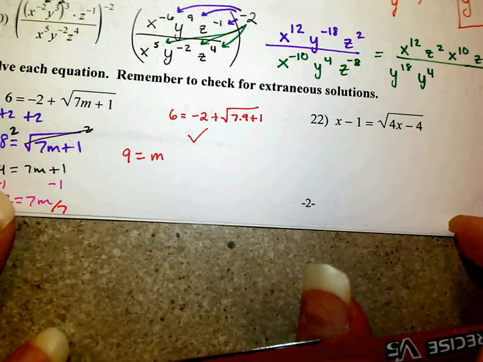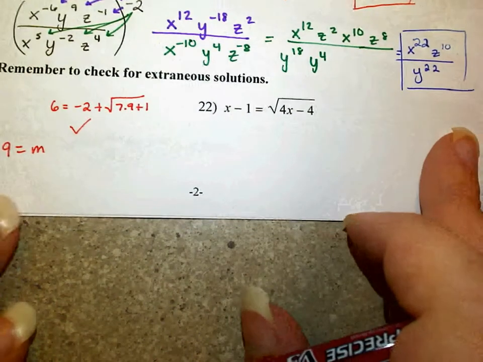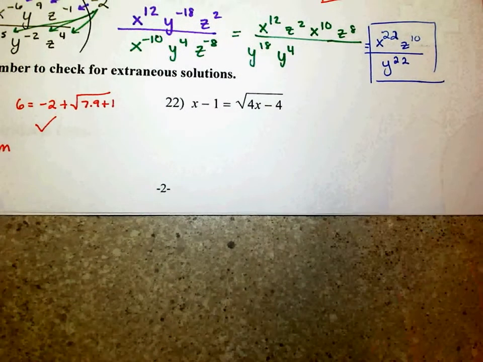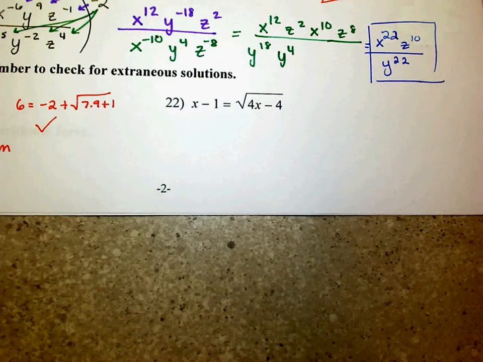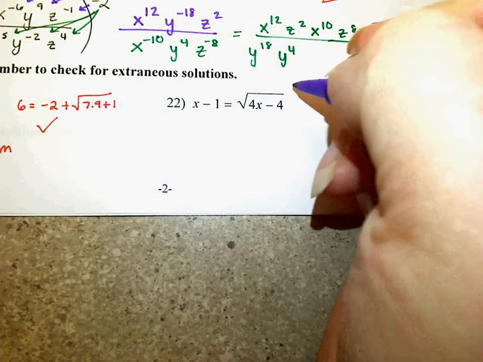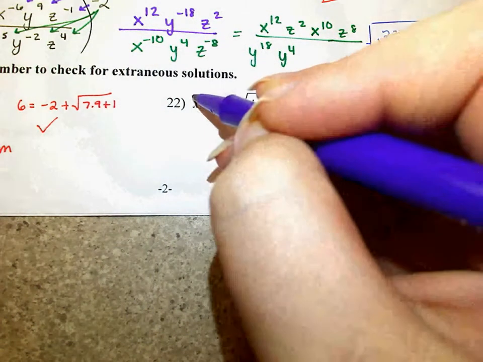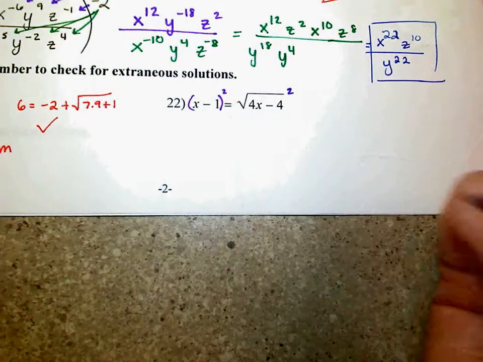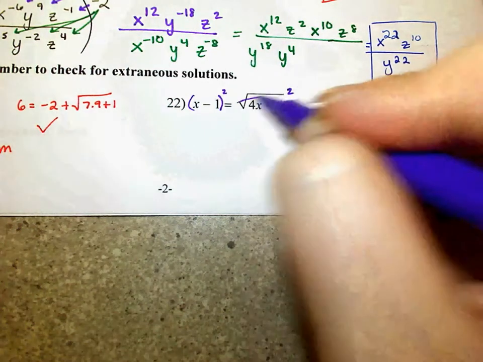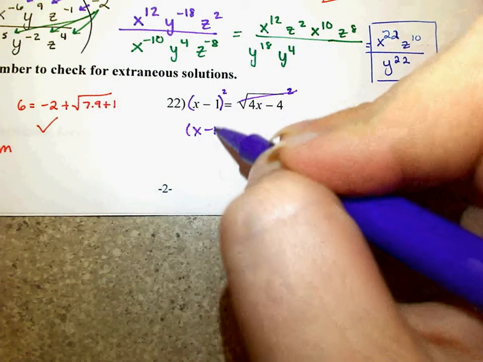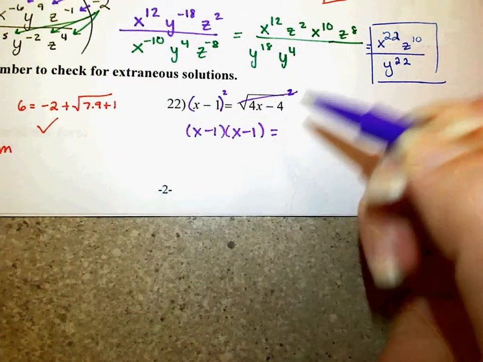Okay. Now on 22, what I want to do is, again, get rid of the square root, but in order to do that on this one, when I square both sides, the dangerous thing is to remember that when you square a side, you have to square the whole thing. And to square something means to multiply it by itself. So x minus 1 times x minus 1 equals 4x minus 4.